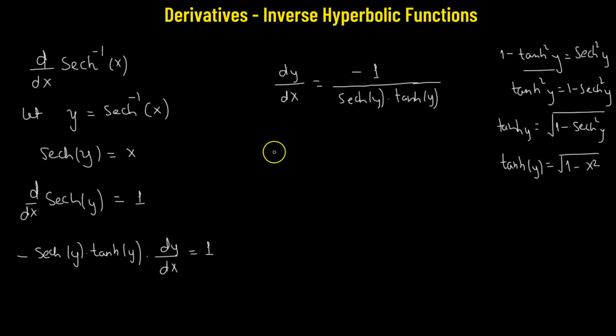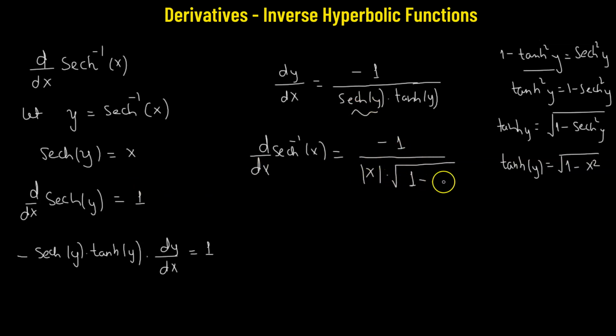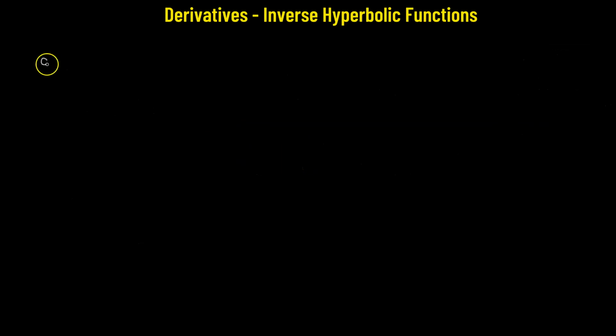So let's use this value, and this will give us the derivative of secant hyperbolic inverse x, which will be equal to negative 1 divided by secant hyperbolic of y, so this will be x. We'll take the absolute value multiplied by the square root of 1 minus x squared. So this is the derivative of the inverse secant hyperbolic function. Let's go to the final one.